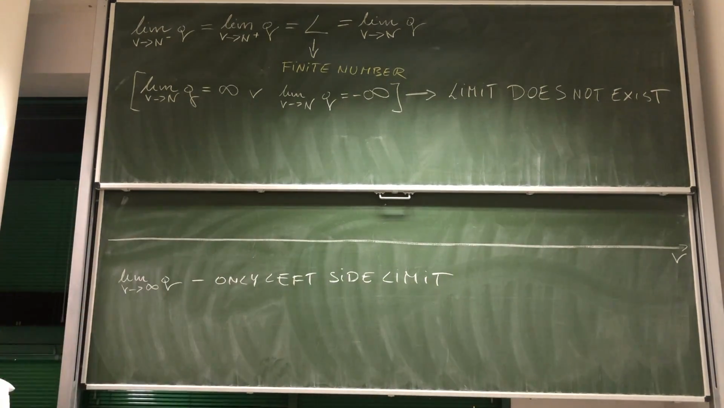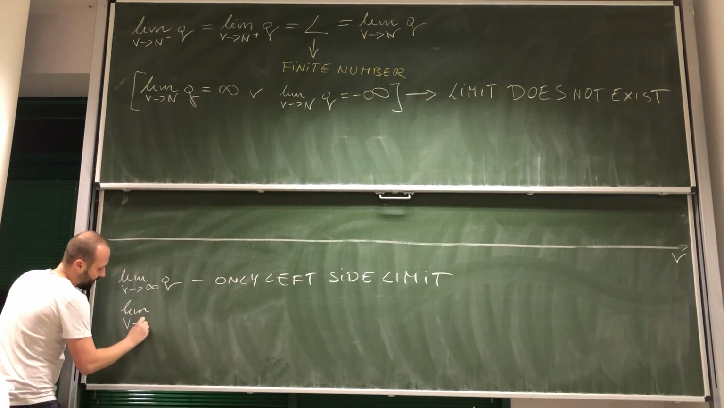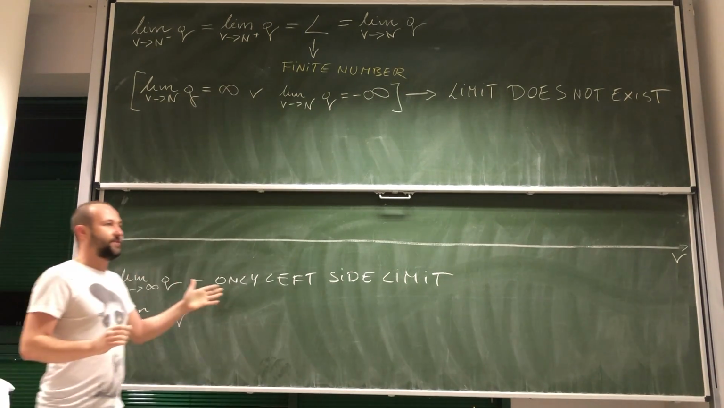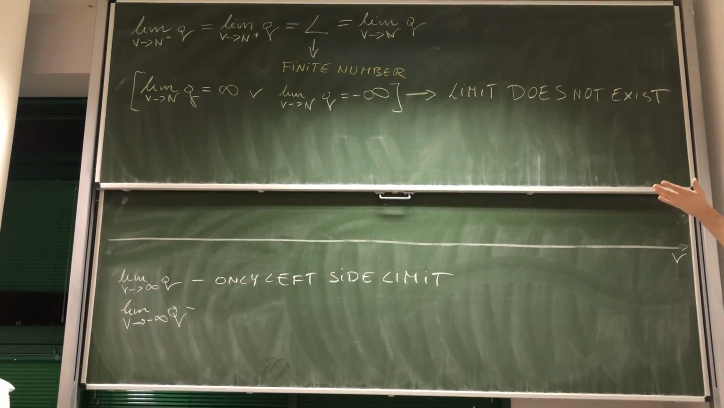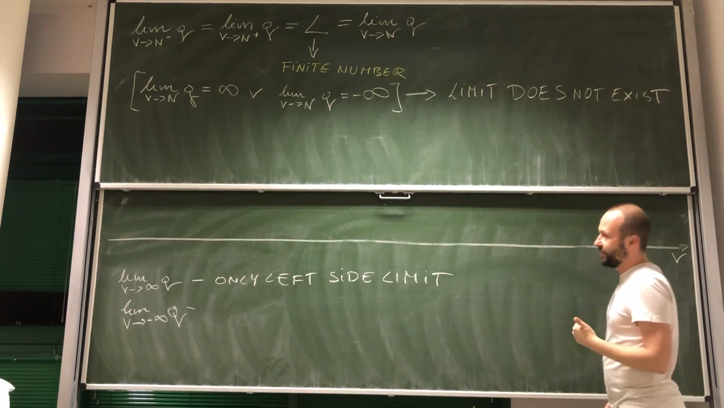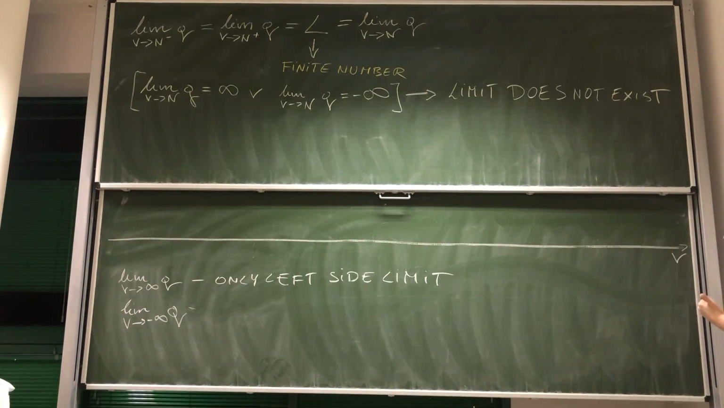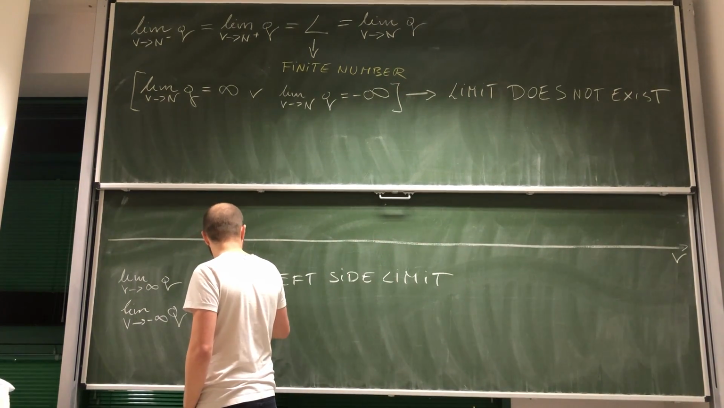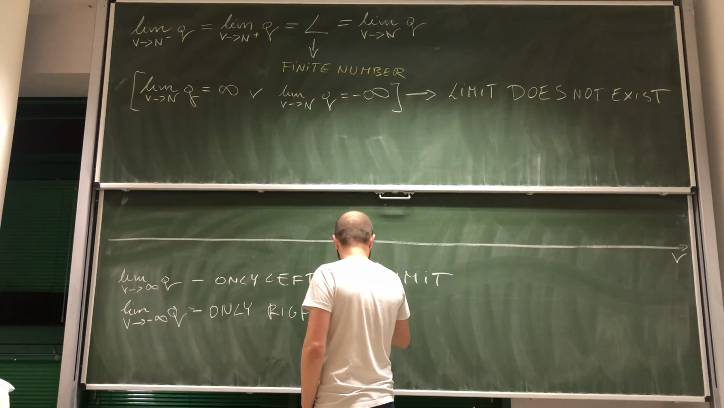Now, on the other hand, if I would like to calculate the limit with v approaching negative infinity, then where is negative infinity? Somewhere there. How far? We don't know. Probably very far away. Can I approach negative infinity from the left-hand side? No, I can't. So in this case, we will have only the right side limit.